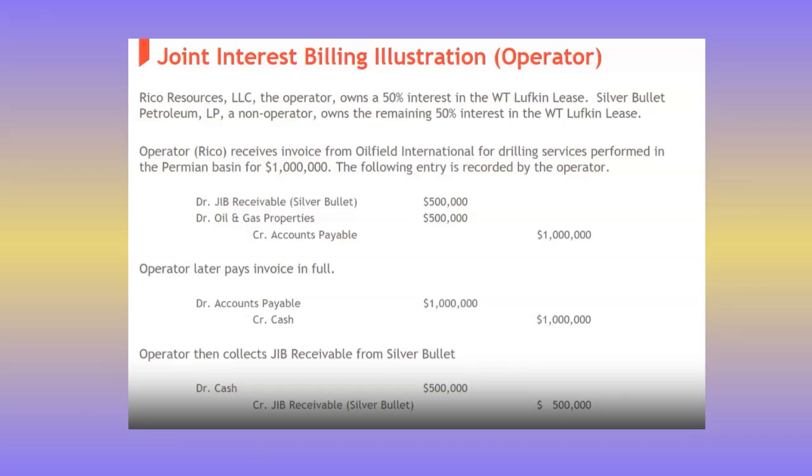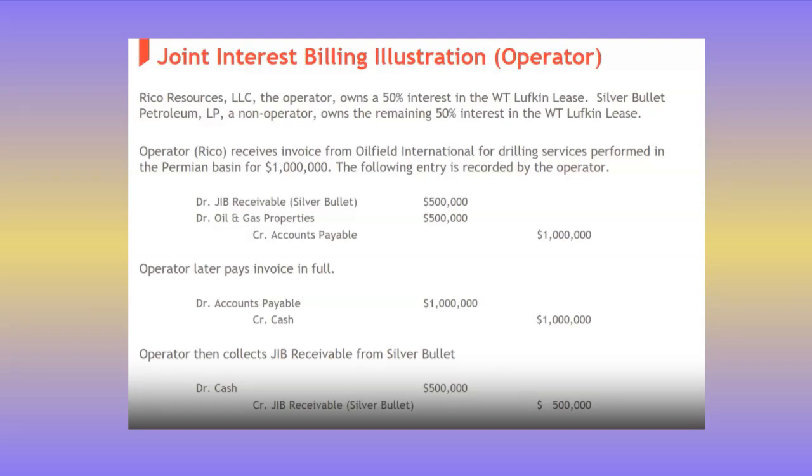So we will record a debit for a JIB receivable, as that's what we will receive from Silver Bullet, since they will owe 50% of the working interest. We will debit the oil and gas properties for our $500,000, and then we will credit accounts payable for $1 million, because we will pay the full expense, but then we will receive 50% of it back from Silver Bullet.